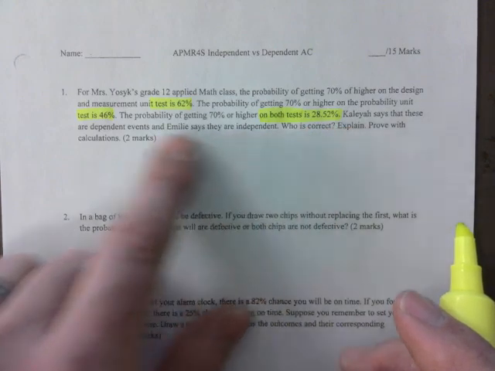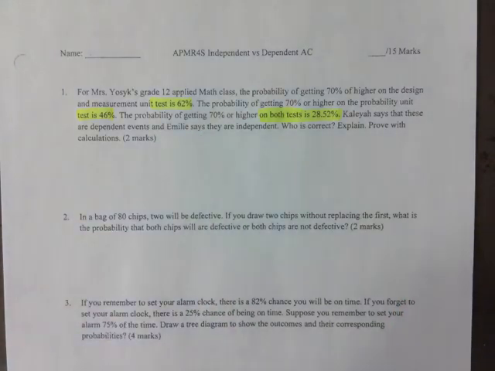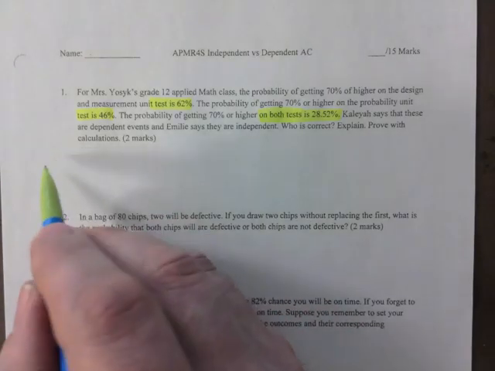Kalia says that these are dependent events, while Emily says that they're independent. Who's correct? Explain, prove with some calculations. Okay, so what you could do is you could try this.